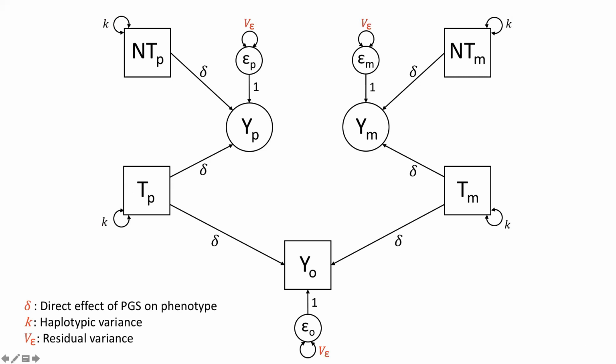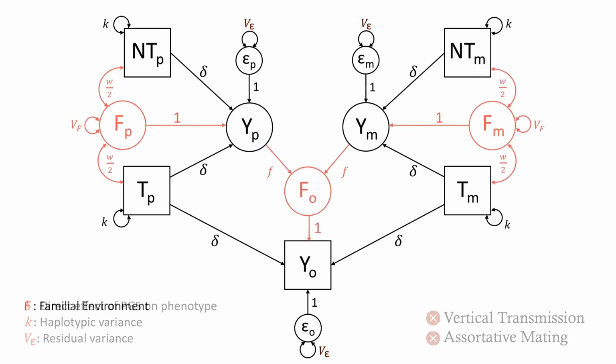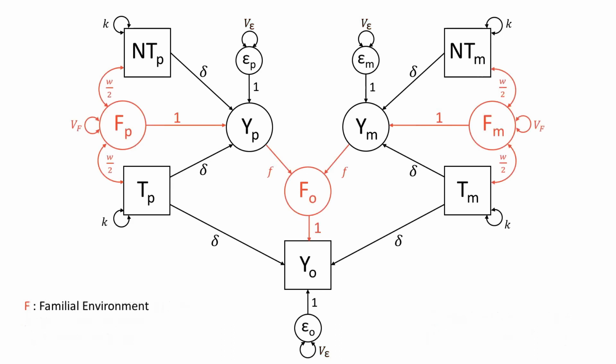So while this is a complete structural equation model, it is by itself not very informative. It's pretty much just telling us how predictive the PGS is, and it's not telling us anything about vertical transmission or assortative mating. However, if we add these 3 latent F variables representing each person's familial environment, that will allow us to estimate way more information.